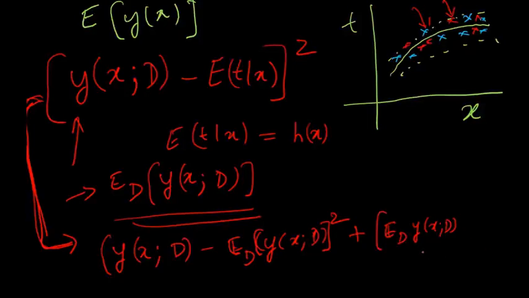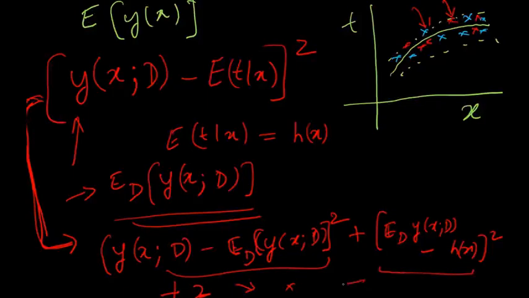Okay. And here we will subtract h of x whole squared, plus we will have 2 times the cross term. So the cross term will be this term times this term without the squares. So those will be here. So when we integrate that, the cross term will vanish, and we will have basically these 2 square terms that are left to us.